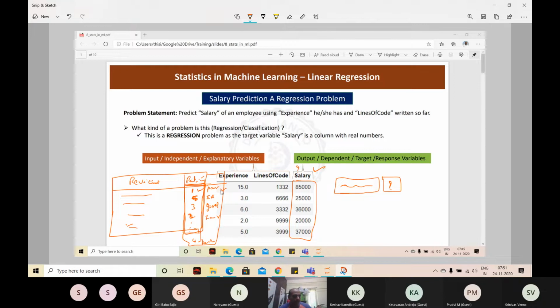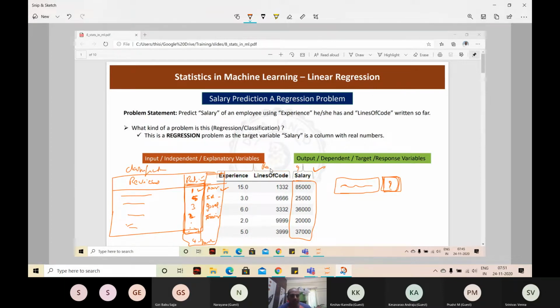Rating can be like this numbers or like this text. Do you agree? Yes, sir. Either way, this problem is going to be a classification problem because the Y variable, the one we are trying to predict, is actually having a discrete number of values. Whether they are numbers or text, it doesn't matter. If the Y variable is a discrete number of values, then you call that problem a classification problem. This is a classification problem.